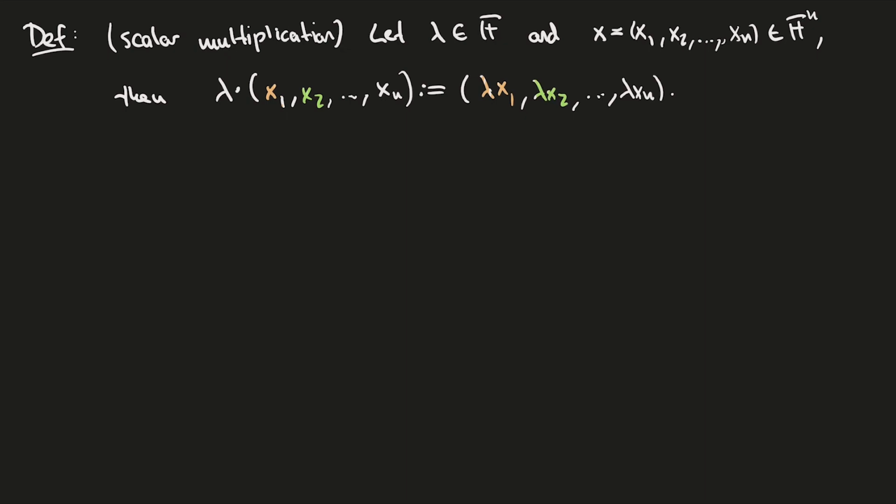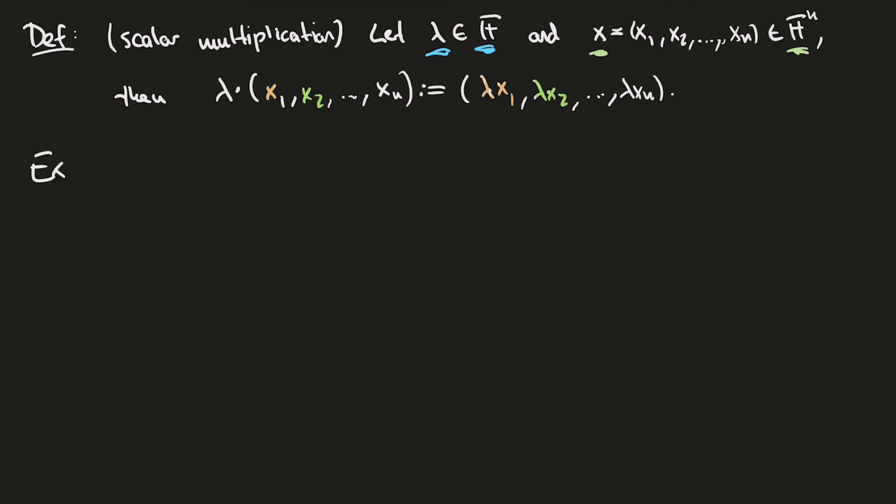And it's important to not get confused here. We need to make sure that we understand that lambda is an element of the field F, not of Fn, while x is an element of Fn. So what we're doing is we're multiplying two objects that live in different universes. But we do this in such a way that we get, again, an object that lives in Fn.